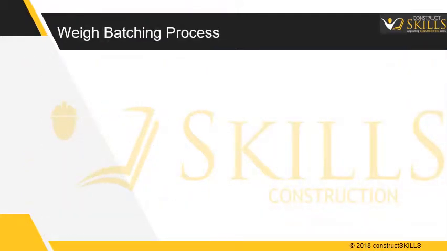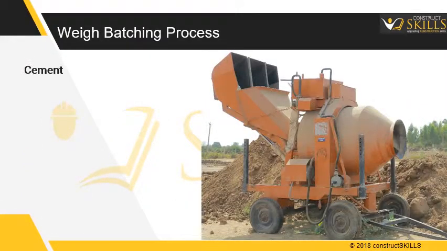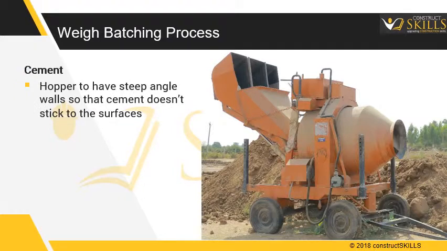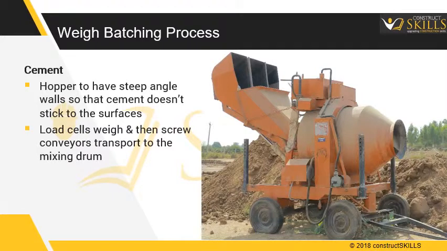The weigh batching process. Cement weighing. The cement bins or silos should be large enough to cope with all types of concrete mixes. Bins should have steep angle walls so that cement dust does not stick to the surfaces. For manual loading of cement, load cells weigh individual bins in which cement is emptied. For batching plants, screw conveyors transport cement to the mixing drum.